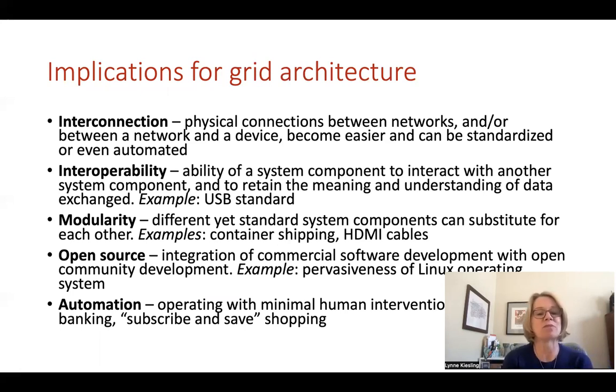The next important piece for grid architecture is the idea of open source software. And that is the integration of commercial software development with open community development. And the biggest example that we see in the modern economy of this is an operating system called Linux that you may or may not be familiar with.